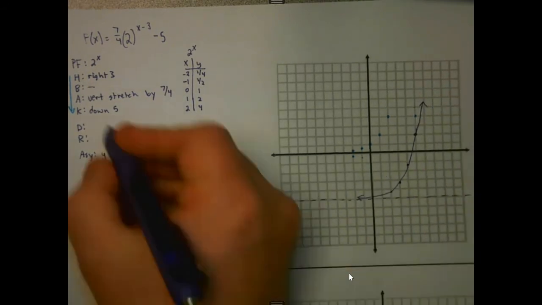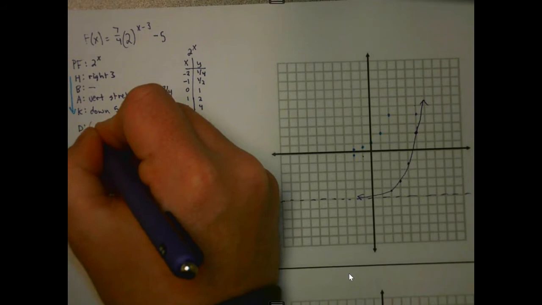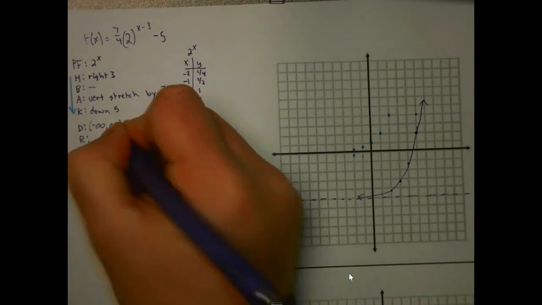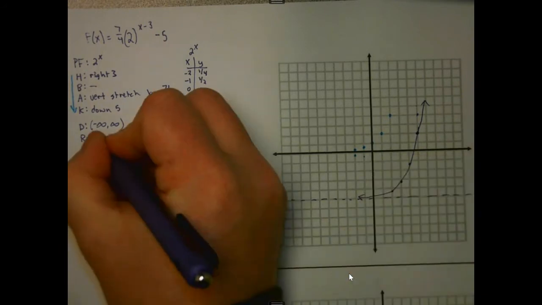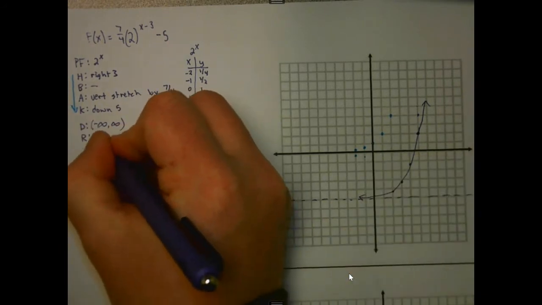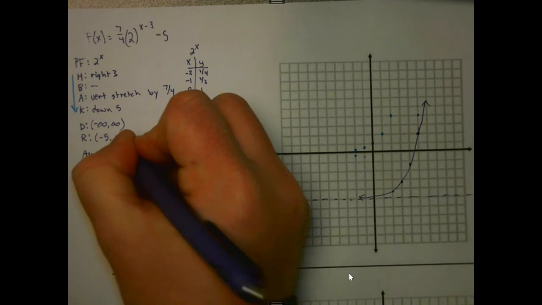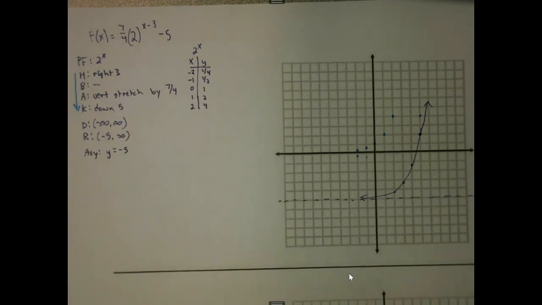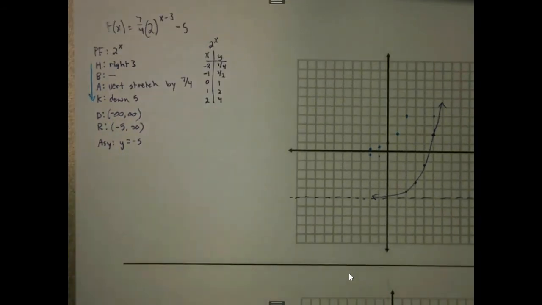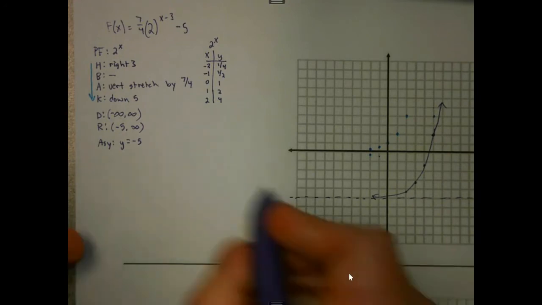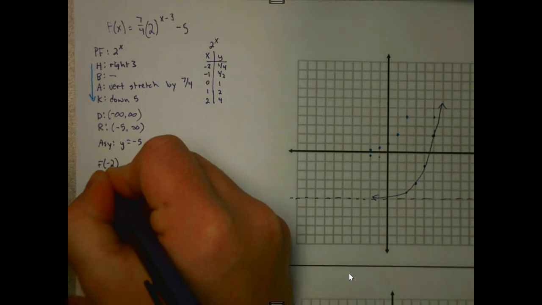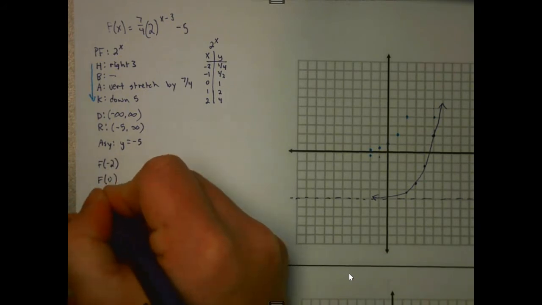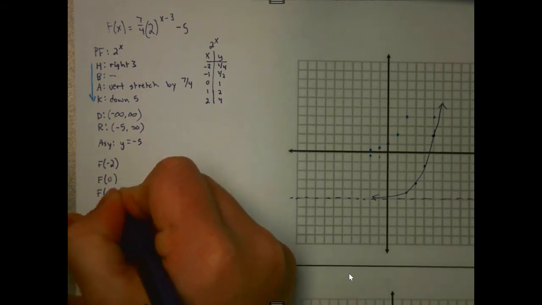Okay, so our domain is negative infinity to infinity. Our range is going from negative 5 to infinity. Remember that parenthesis on negative 5 there, to infinity. Okay, let's see what else. We need to find the values of f of minus 2, f of 0, and f of 4.